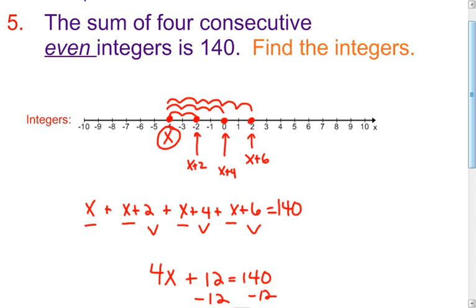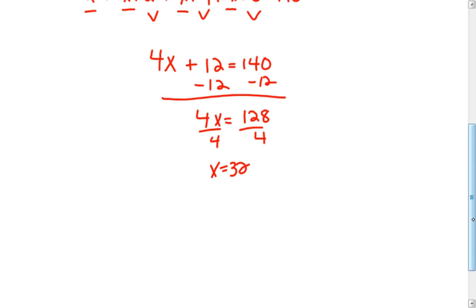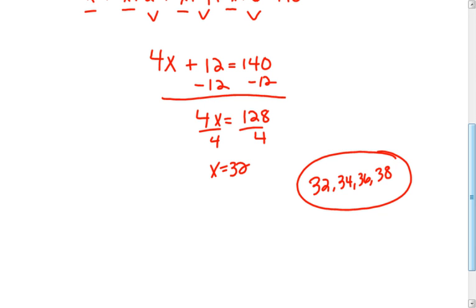So this one is 32, plus 2 more is 34, plus 4 more is 36, plus 6 more is 38. Again, always measuring from the original. So 32, 34, 36, and 38. And if you add those four integers up, you can check and you should get 140.